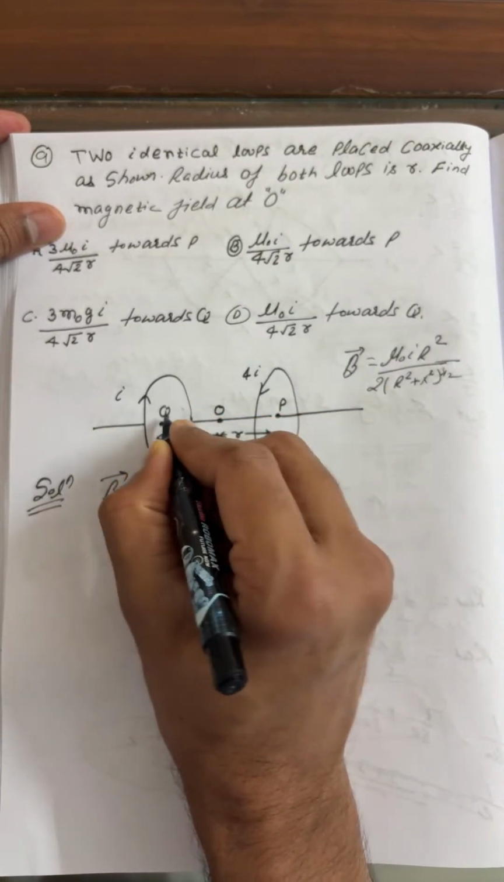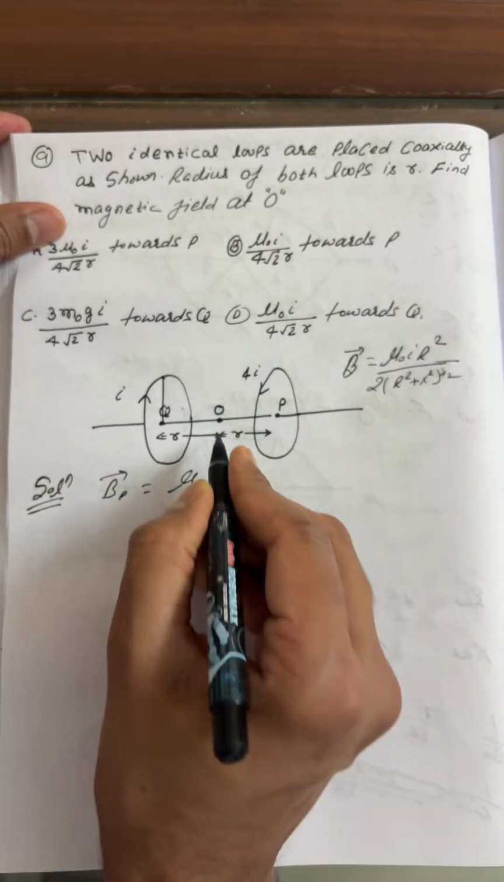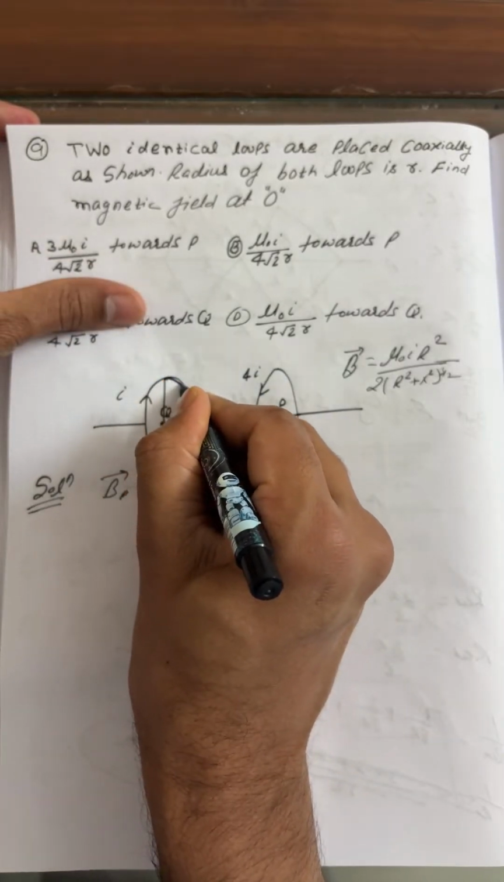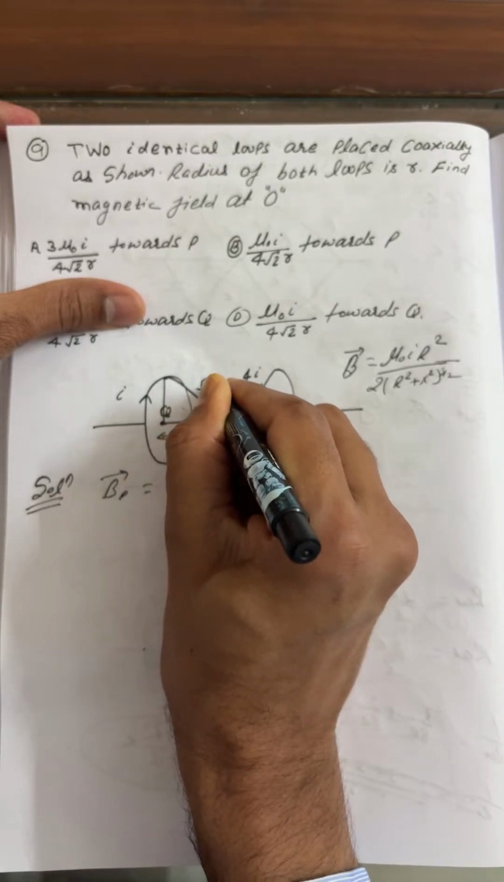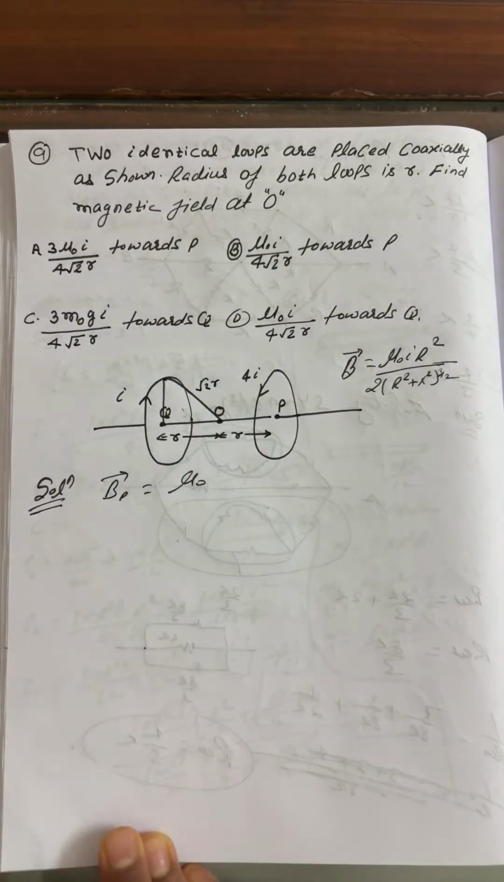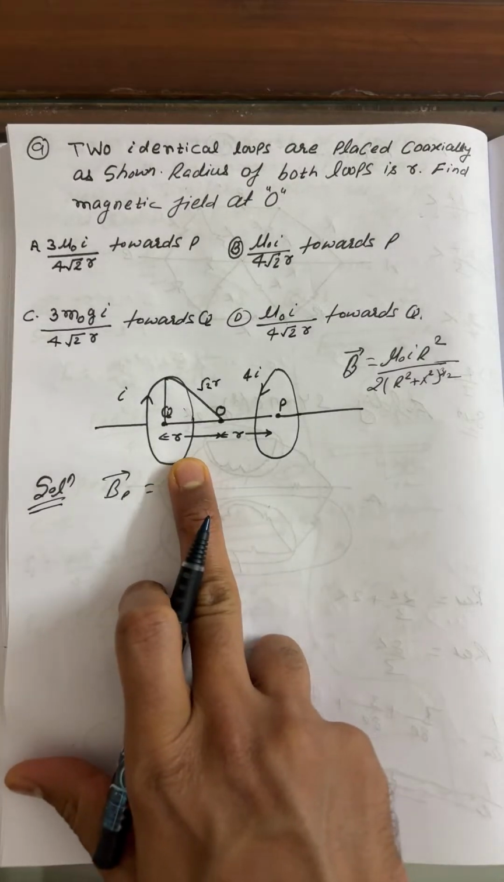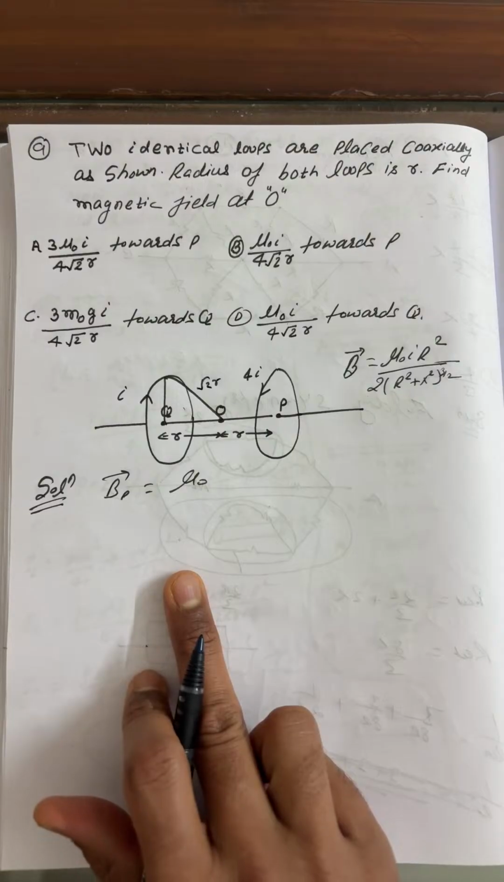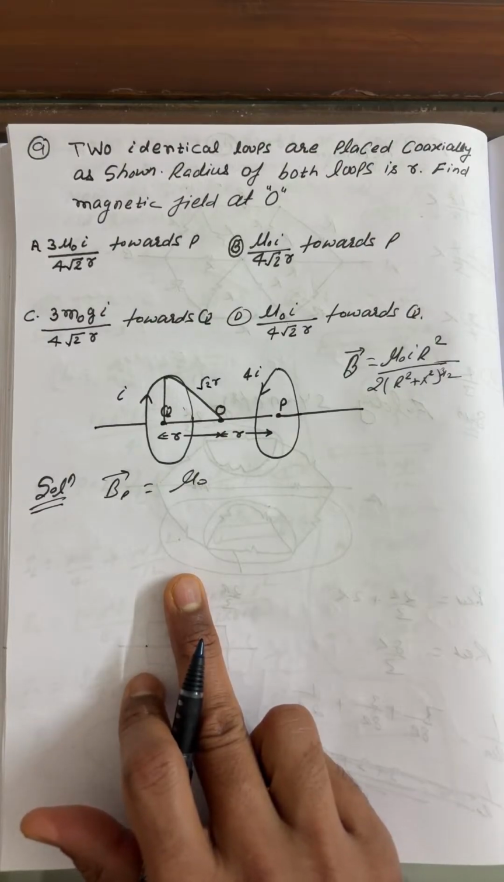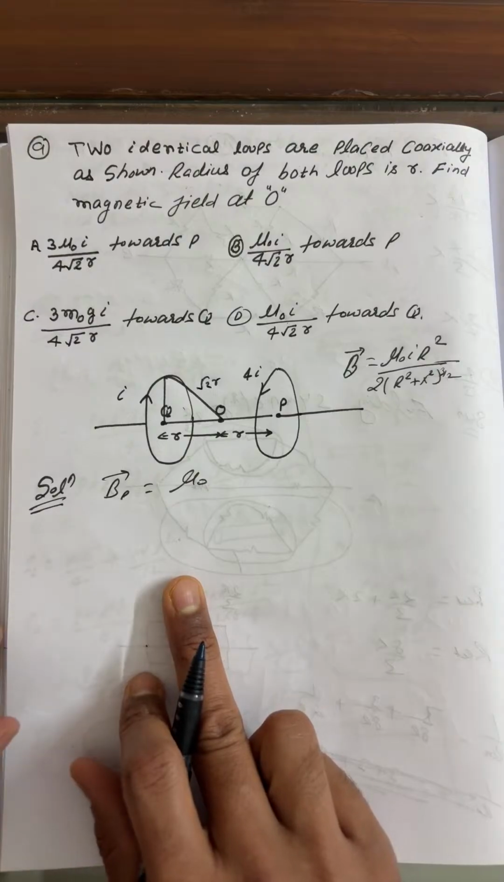Because this is R and this is R, the radius remains R only. So what's the distance between here and here? You can say root 2R. This is what we call root 2R. So we can apply these things for the question itself.